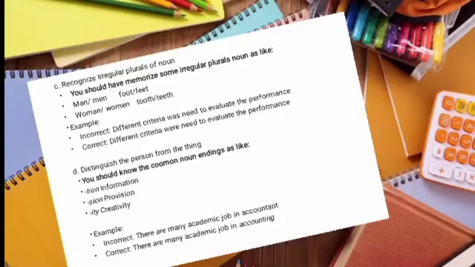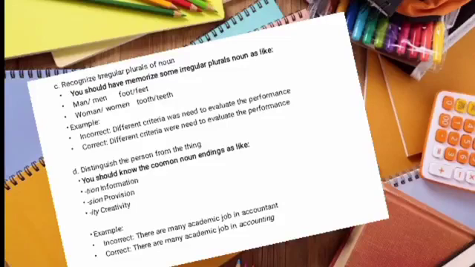As for example in the incorrect sentence, different criteria was needed to evaluate the performance. Criteria here is a noun. The irregular criteria here is the plural of the regular criterion. So the to be is wrong. It should use were. So the best one is, different criteria were needed to evaluate the performance.